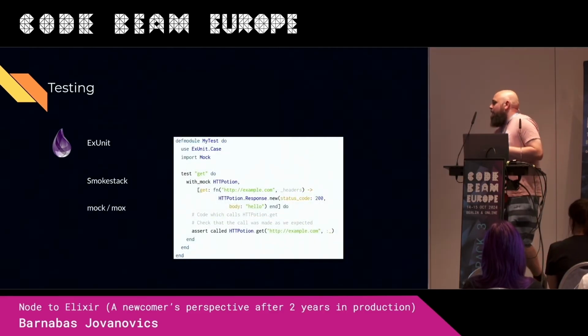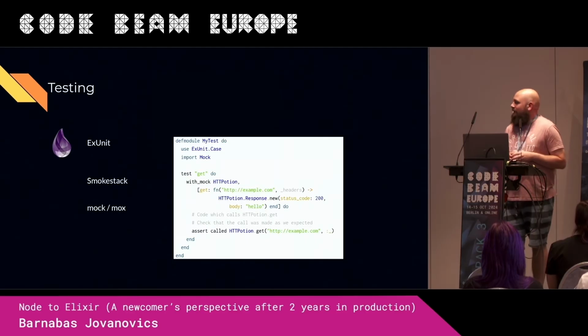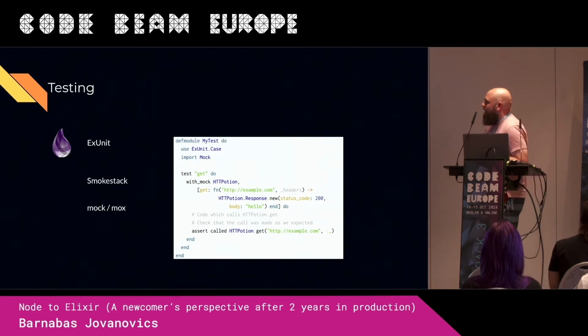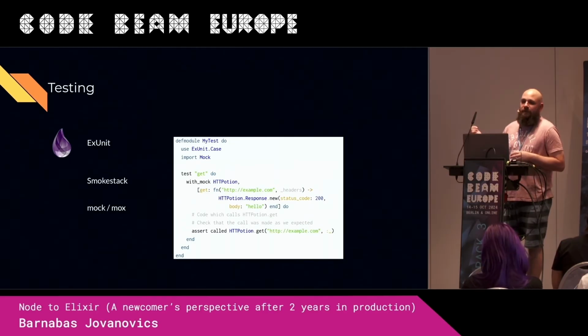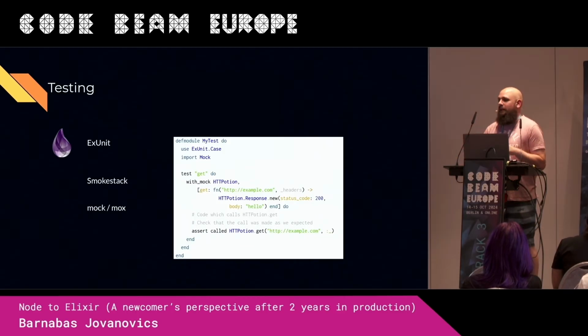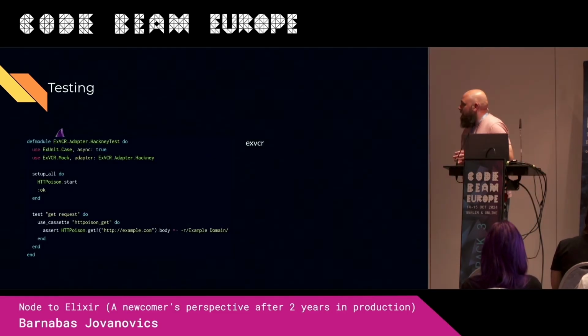We also used Mock and Mox for mocking. Mock is a bit more liberal in what you can do. This is an example with the Mock library, and you can go in and mock pretty much any function you want and return different values. Mox is a bit more strict in that you have to define behaviours, and you can only mock behaviours by replacing your implementation with a different one during test. But whatever you need to do.